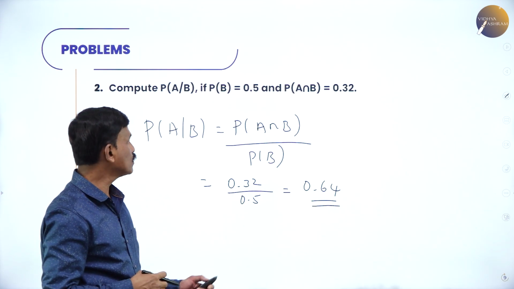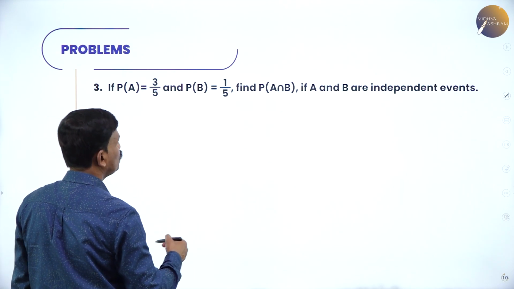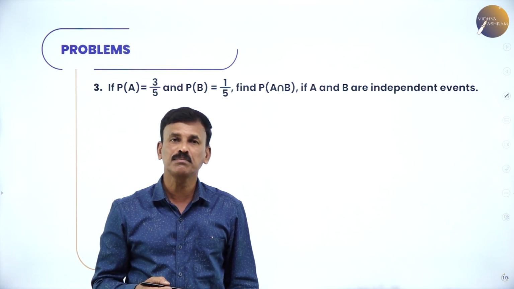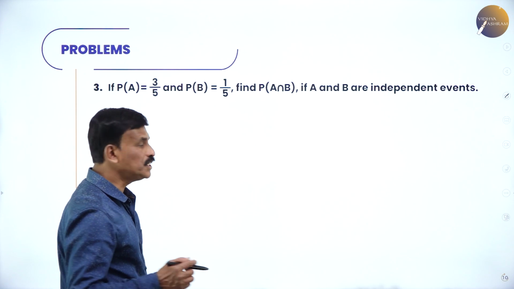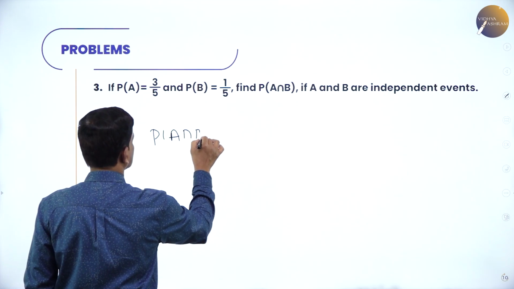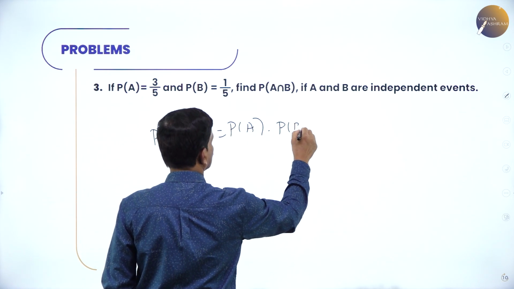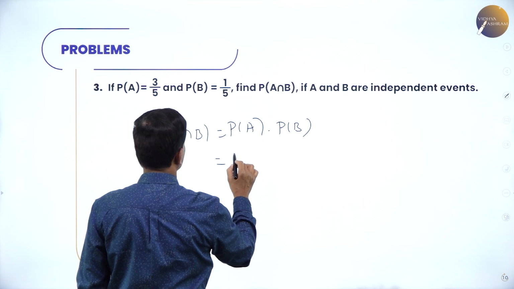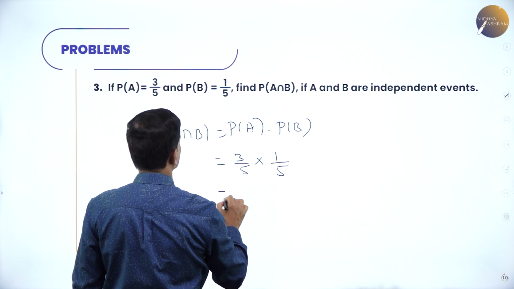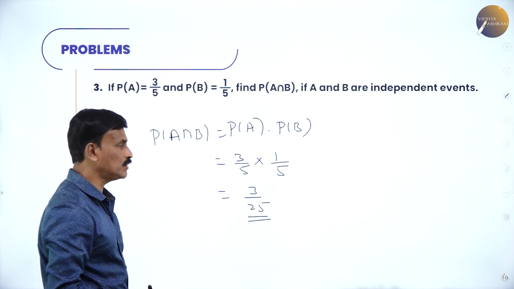Now move on to the next problem. If P of A is 3 by 5, P of B is 1 by 5, find P of A intersection B if A and B are independent events. Now for independent events, what is the formula? Probability of A intersection B is equal to probability of A into probability of B. What is probability of A? 3 by 5 into probability of B, which is 1 by 5. That's equal to 3 divided by 25. That's it for independent events.